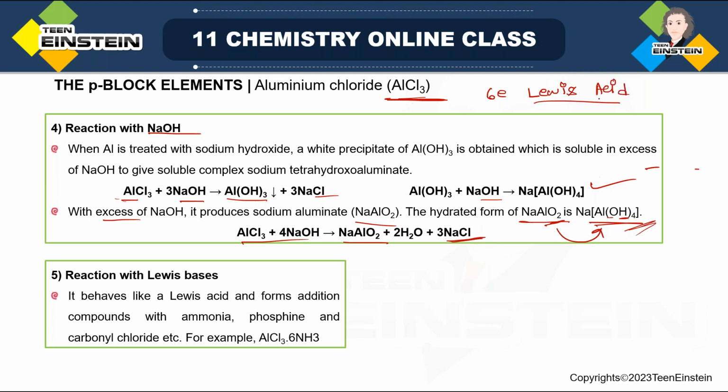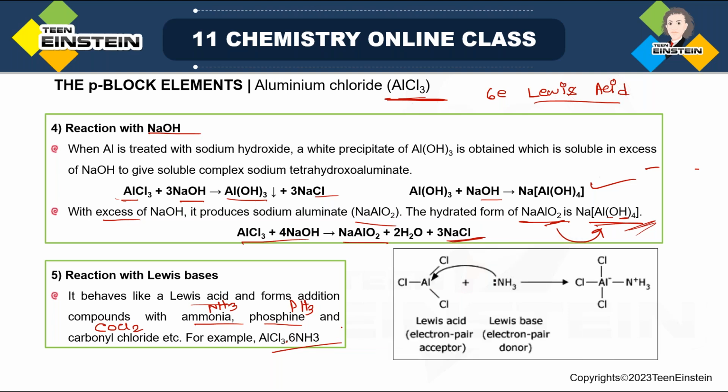And when we are saying that it is a Lewis acid, obviously it will react with Lewis bases. That is normal. So it behaves like a Lewis acid, and that is why it can react with ammonia NH3, phosphine PH3, and carbonyl chloride COCl2. So in this way, it can react with different types of Lewis bases. Here we have this example, AlCl3 with 6 ammonia molecules. This type of adduct or addition compound, we write like this with a dot sign.